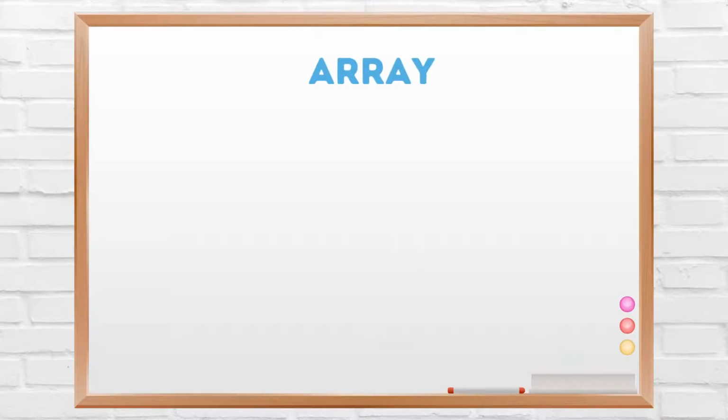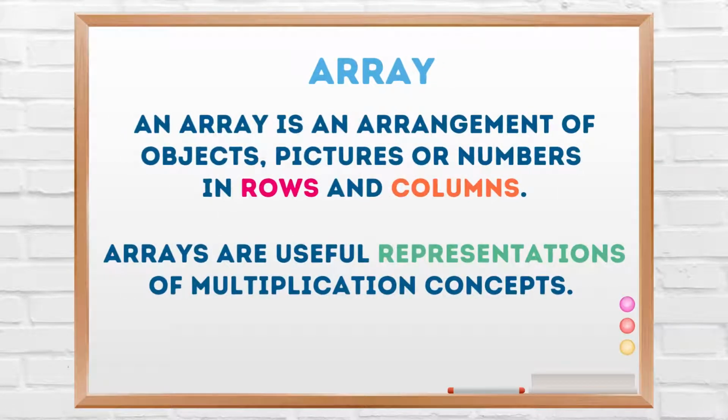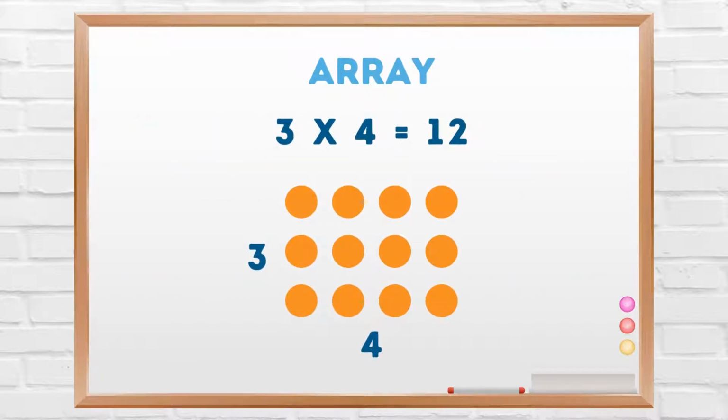An array is an arrangement of objects, pictures, or numbers in rows and columns. Arrays are useful representations of multiplication concepts. In the past, you might have used arrays to solve simple one-by-one digit multiplication problems. In this video, we'll show you how you can use arrays to solve larger two-digit multiplication problems.